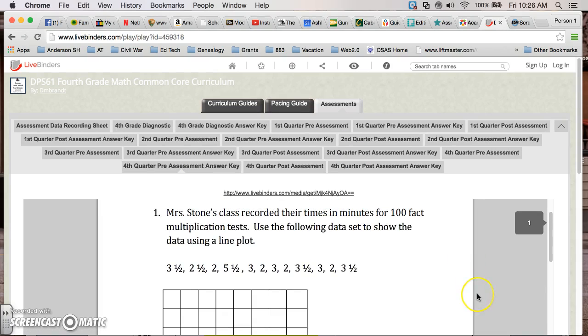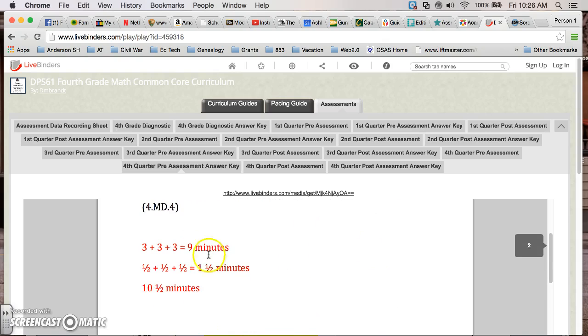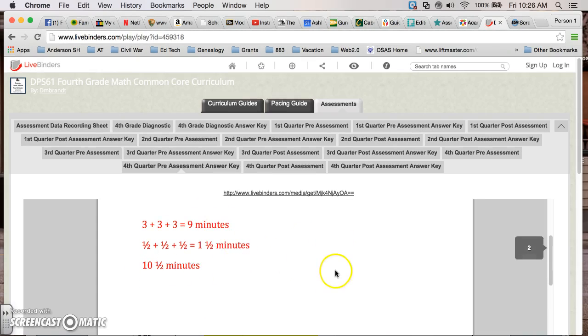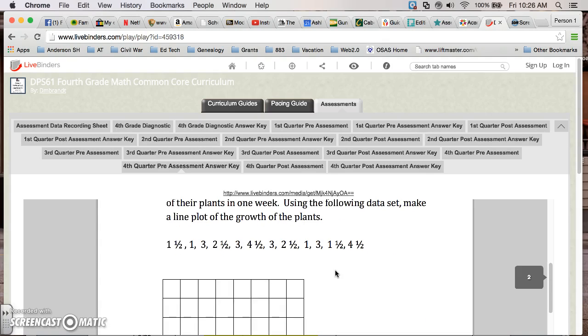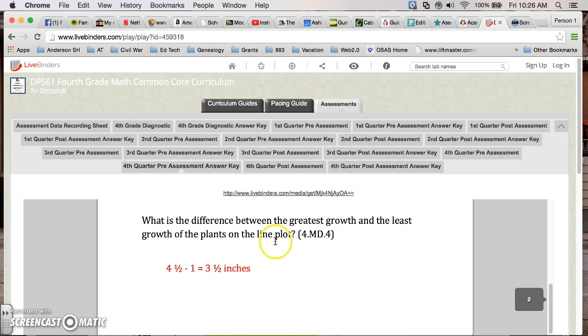see, Mrs. Stone's class recorded their times. Again, it's the same thing, right? So they have an answer key here, and they actually have the solution for it. Same thing here. They have the solution for it. Okay.